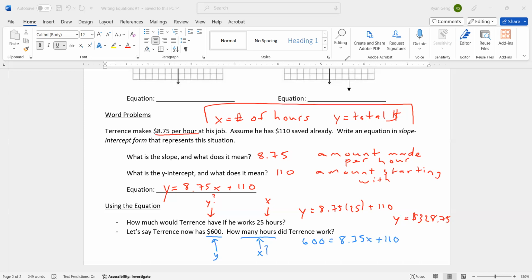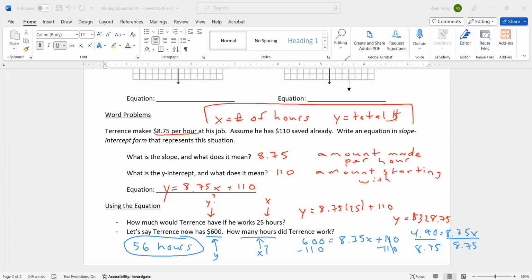Okay, so we have to account for the 110. So we have to subtract that from both sides. So 600 minus 110 is 490. Let's see, I'm running out of space here. So what that means is he's made $490 from his job. And then you add that to the 110 that he already has. So 490 divided by 8.75, you get 56. So 56 what? He has worked for 56 hours.